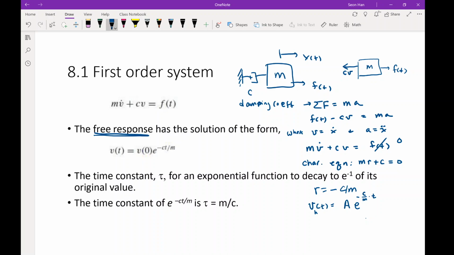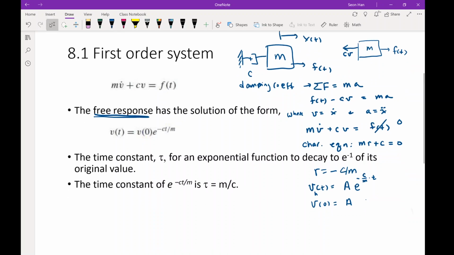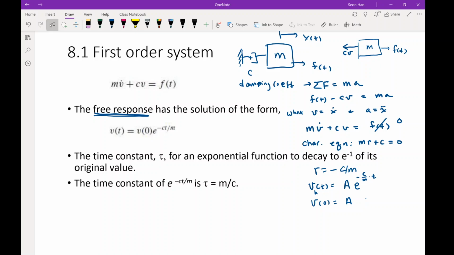After applying the initial condition at time equal to 0, you realize A is the initial condition for V. That's how we find this free response. I just derived that equation. The time constant tau has many different names: time constant, characteristic time, or relaxation time. It's only applicable for an exponentially decaying function. If you don't have an exponentially decaying function, forget about finding the time constant.